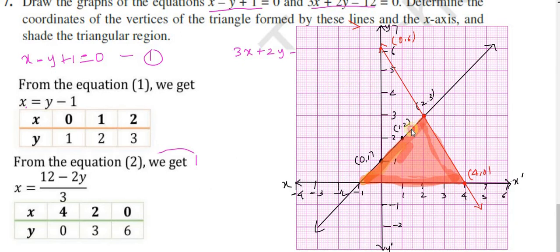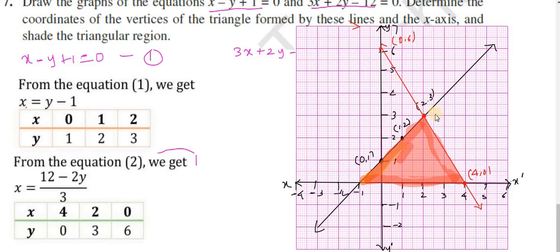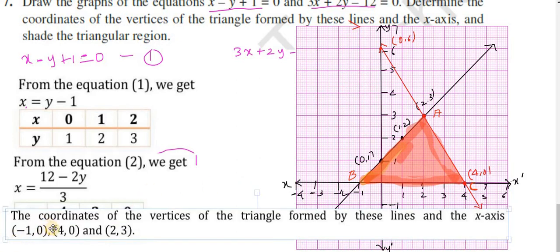Okay, after that, what did they ask? They asked one more thing. We need to locate the points also, right? So we need to find the coordinates. If we give names, we can take this as A, this point as B, and this point as C. So what are the vertices now? A is 2 comma 3, B is 0 comma 1, and C is 4 comma 0. These are the vertices of the triangle formed by these lines.